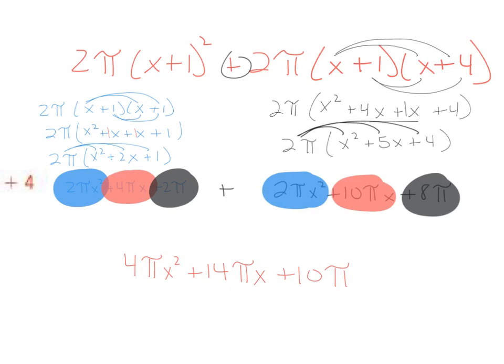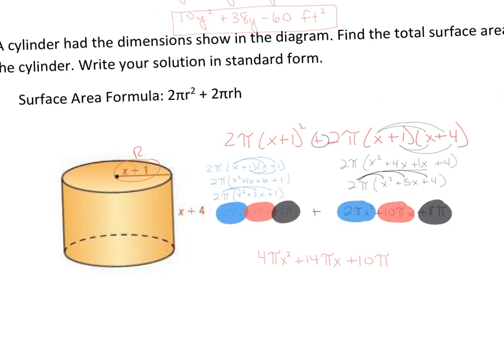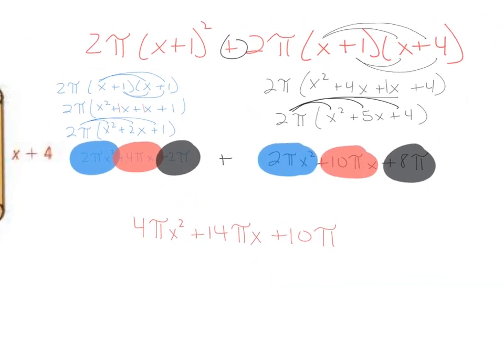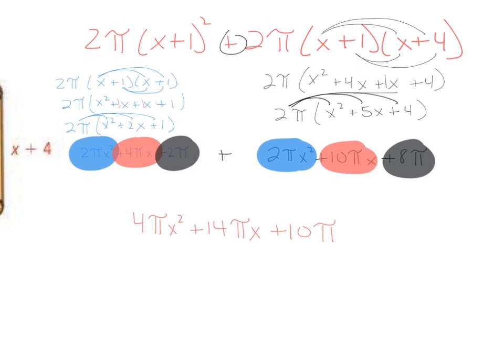Now, we do have to label, and they don't give us a label, so we don't need to worry about that. So this is going to be my answer. Again, it is in standard form because I'm going from x squared to x to no x. Okay, that concludes notes for 8-3.